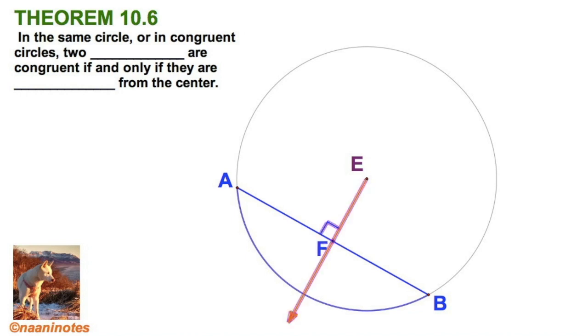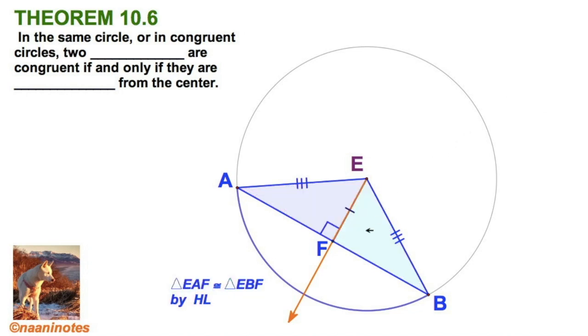Now, if I were to draw a ray perpendicular like that, I know also by that previous theorem I could say, well, this is why it works. I know that it's going to bisect that chord AB. I know this because I've got these two are radii of the same circle. I know EF is congruent to itself, so that's going to give us a pair of congruent triangles, and they're congruent by hypotenuse leg.